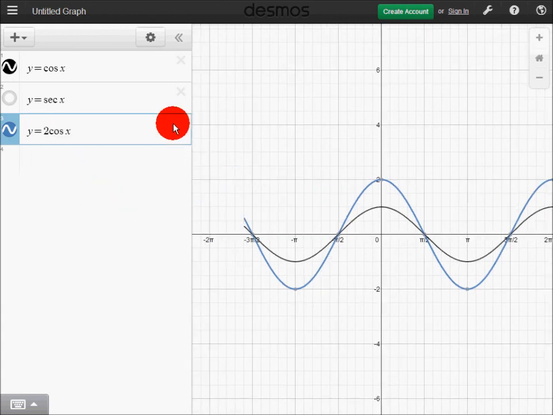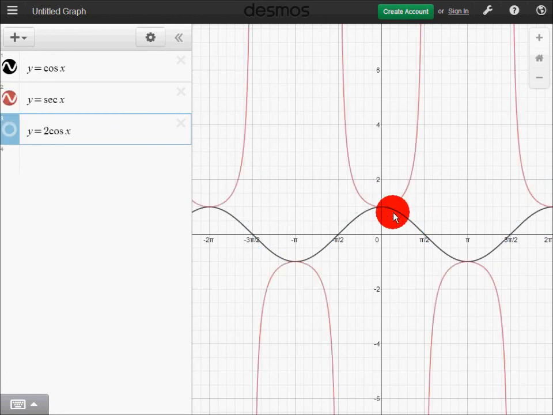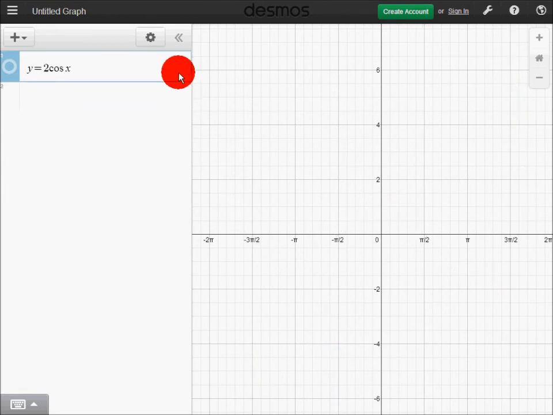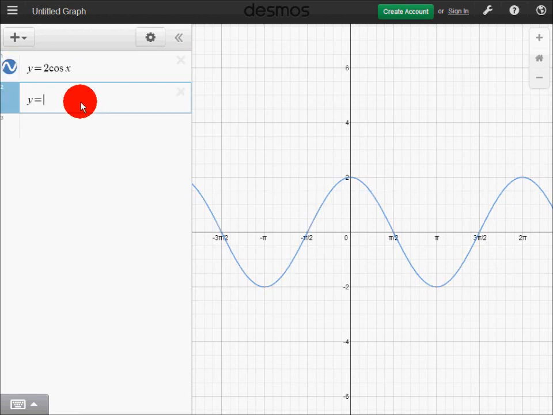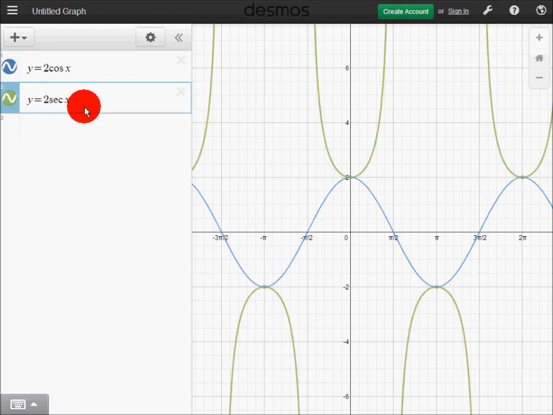So now instead of using secant to play off of cosine x, we are going to play it off of 2 cosine of x. So let's hide those two and let's put this one up. So this is now our graph. The asymptotes are still at -pi over 2, pi over 2, 3 pi over 2. The asymptotes haven't moved. The only difference is now the graphs are going to start higher.